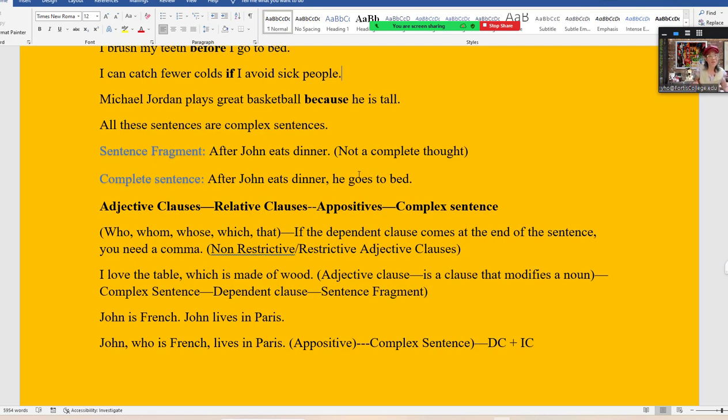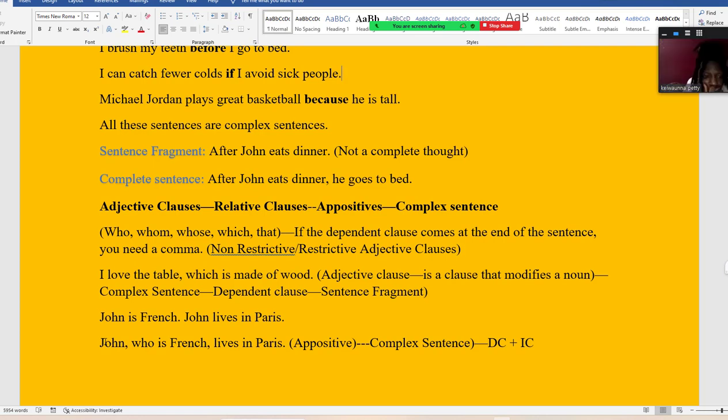Okay, if you have words like who, whom, which, that, then you have a totally different set of rules when it comes to commas. So if a who, whom, whose, which, that clause comes at the beginning of the sentence, you have 2 commas. If a who, whose, which, that clause comes at the end of the sentence, you have 1 comma. So that's what I mean by adjective clauses. Why is that the case? Because an adjective clause modifies the noun that comes before it. In other words, that entire clause.